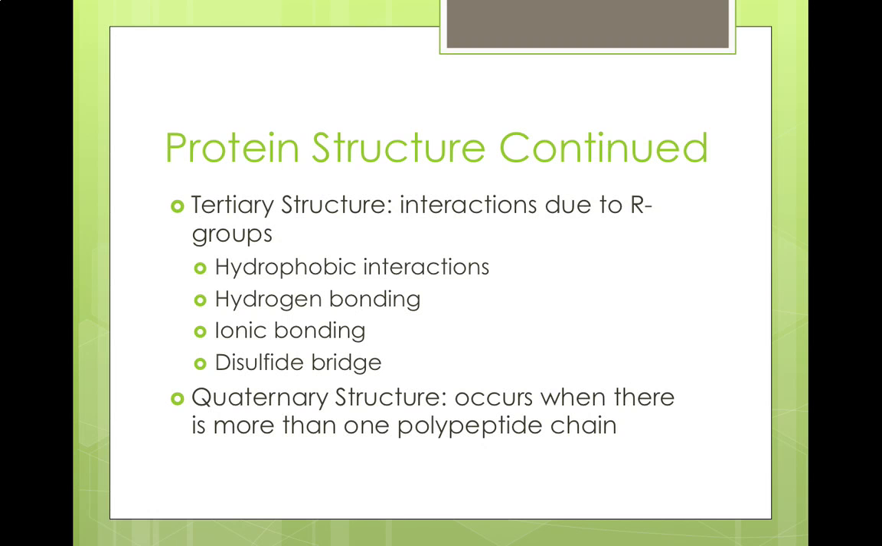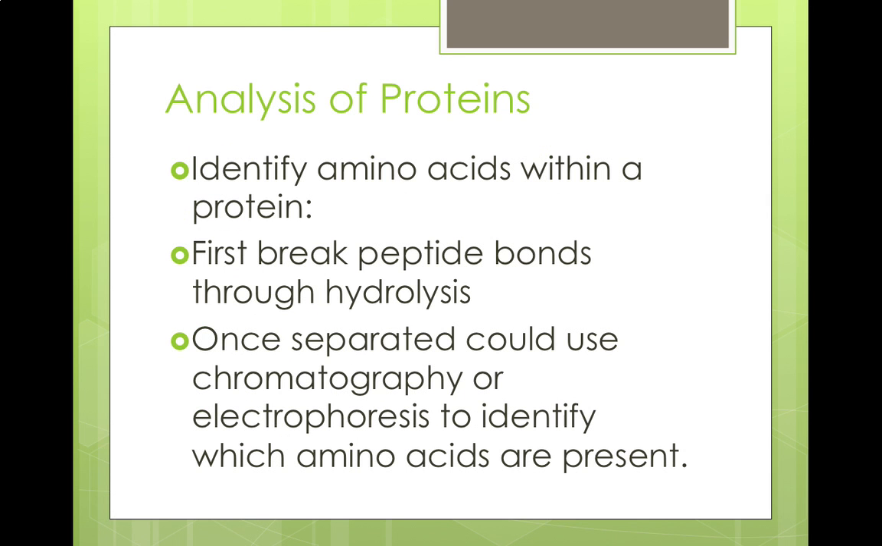So the protein structure can then go to the tertiary structure. This is where those R groups really start playing an effect in how those secondary structures are really working. And we have hydrophobic interactions, hydrogen bonding, ionic bonding, and disulfide bridges. Finally, we have the quaternary structure that occurs when there is more than one polypeptide chain. So we can have braiding of multiple alpha helixes as they are interacting with one another.